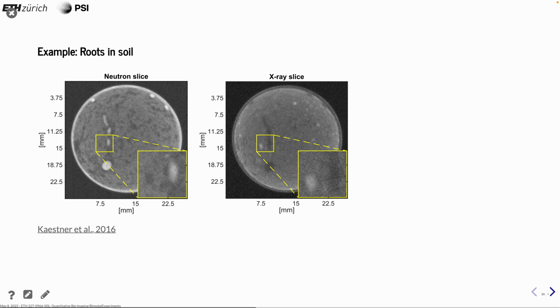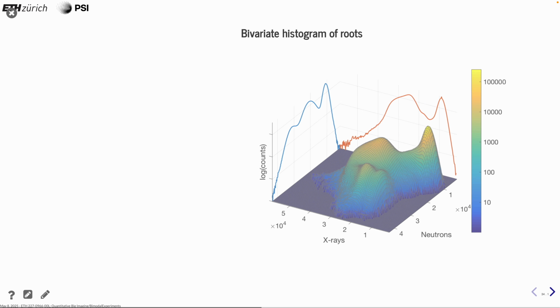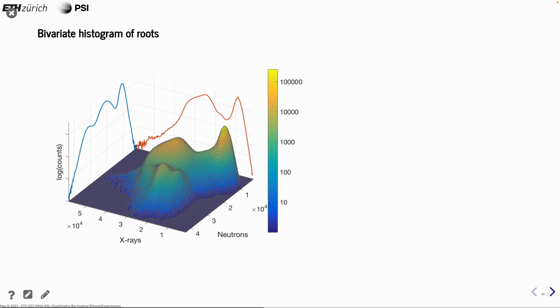So we want to look at what is the combination of these two. And the bivariate histogram here is also much better separated. You can see in the single modalities there is a lot of overlap. You cannot identify the three classes very well.